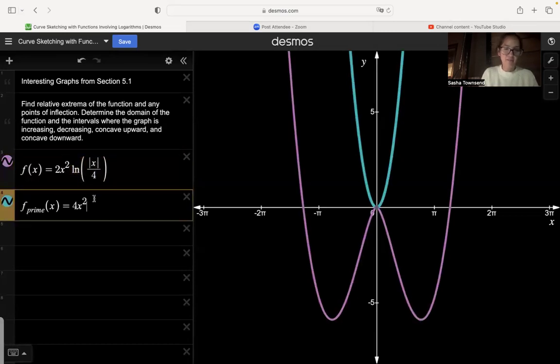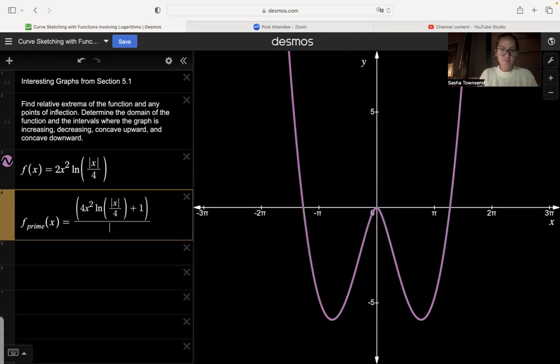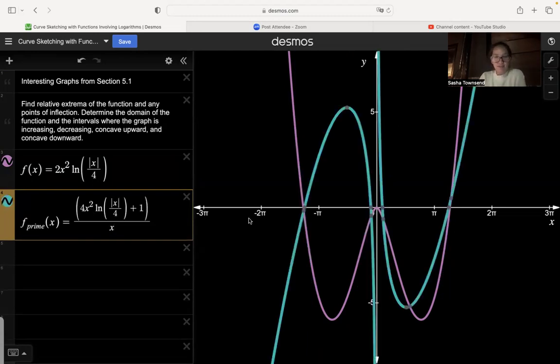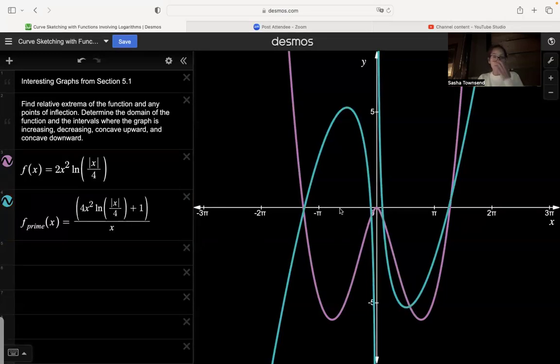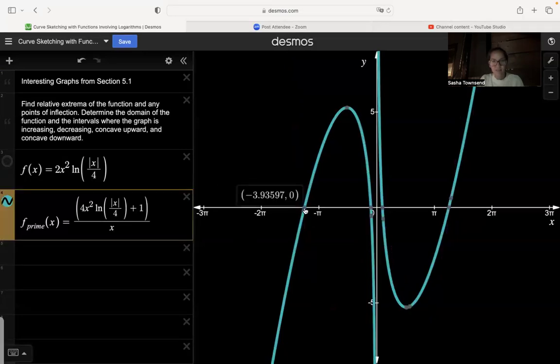I'm just going to copy and paste that. Plus 1. We want all of that divided by x. So that's what the first derivative looks like. And we can see that the first derivative actually has several 0 points. The first derivative is 0 at approximately -3.94 and positive 3.94. And then it's also equal to 0 at negative 0.32 and positive 0.32.